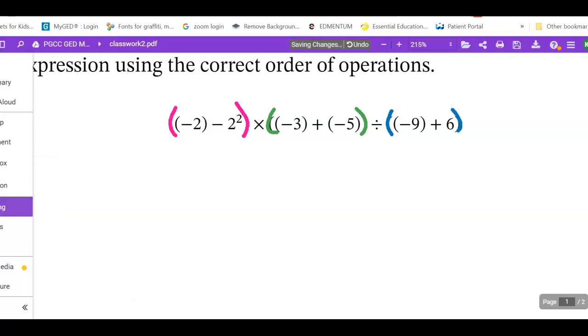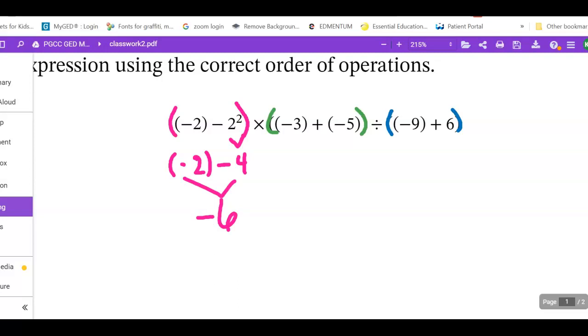Let's first start with the pink set. You're going to see this. This is 2 times 2. 2 times 2, 4. Bring down that subtraction sign. I bring the rest, and I have this. Now, negative 2 minus 4, remembering our integer rules, that is going to give you a negative 6.